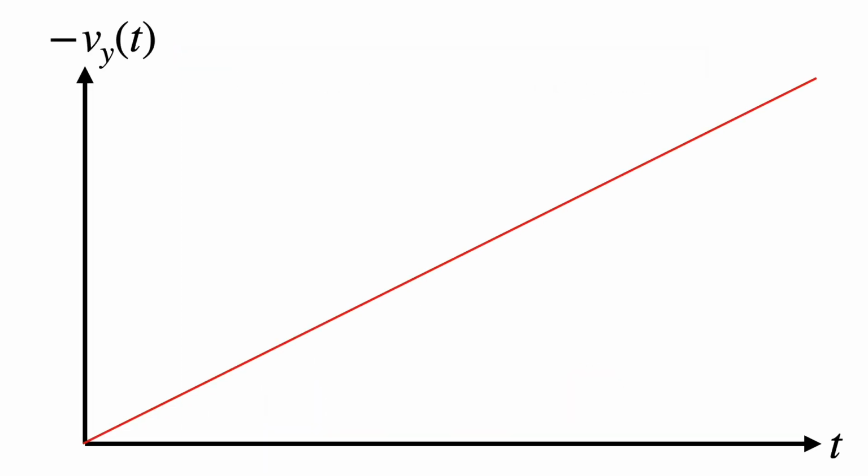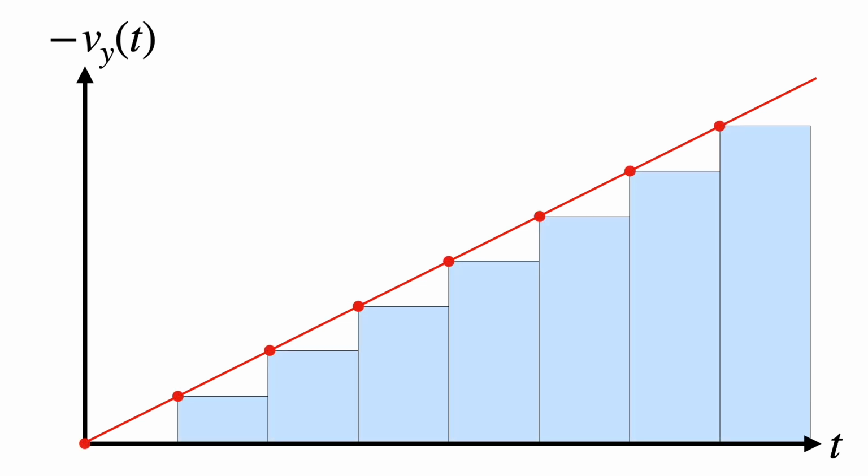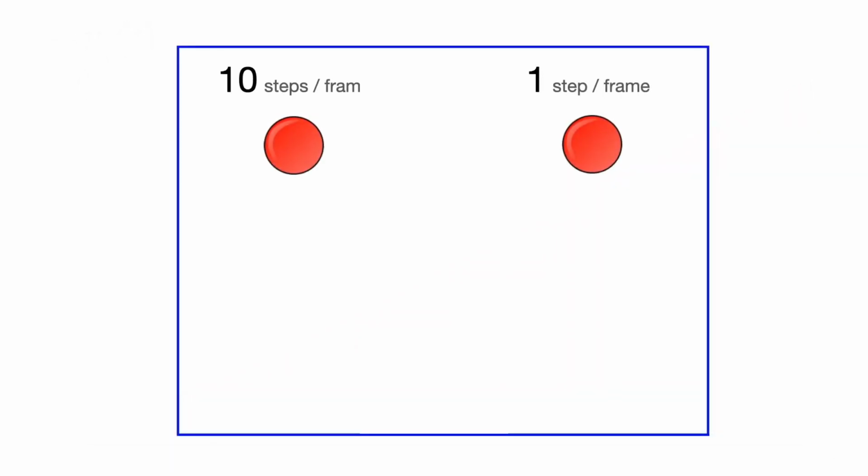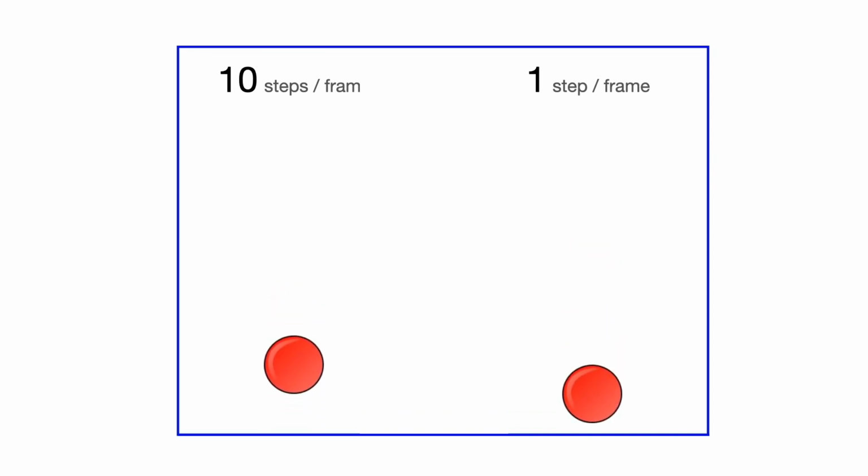Well, let's plot the correct velocity of the falling ball, which increases linearly with time. Notice that our Euler approximation consistently underestimates the area under the curve. It's missing these pink areas, so the estimated velocity will be lower than the real velocity. And that's why the right ball moves slightly slower. And if we keep going, the right ball never stops bouncing. That's another common artifact of having too large a step size.